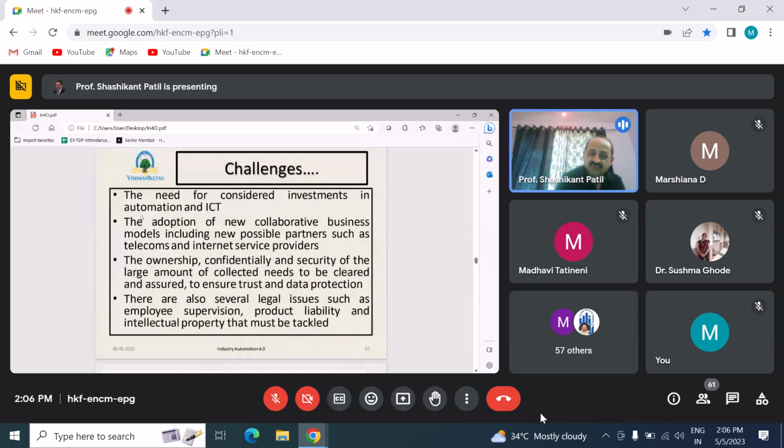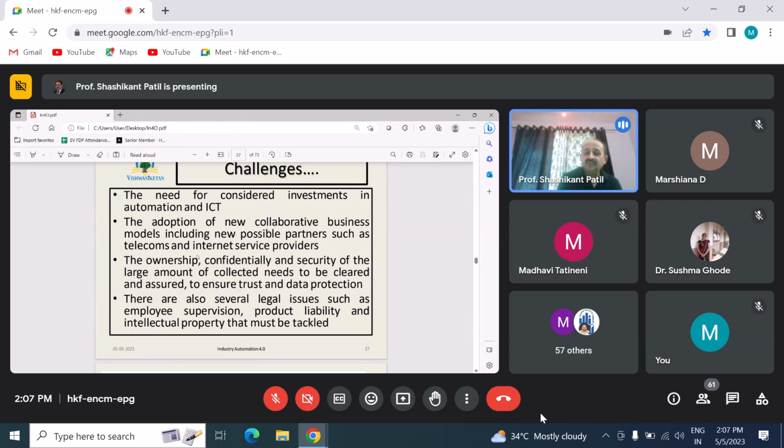Then another type of challenge is the need for considered investment in automation and ICT. This is another challenge because day by day ICT components, hardware prices and software prices are rising. So you also have to wisely plan how much investment you can make. You may need sensors, signal conditioning devices, modern controllers, modern computing devices, actuators, smart systems, intelligent systems, transmitters, transceivers. So these are some of the things that you have to see.